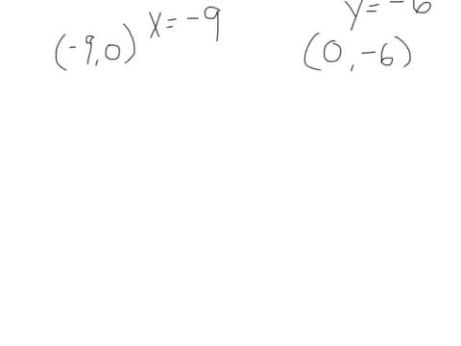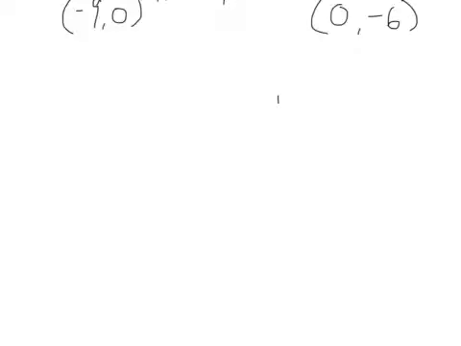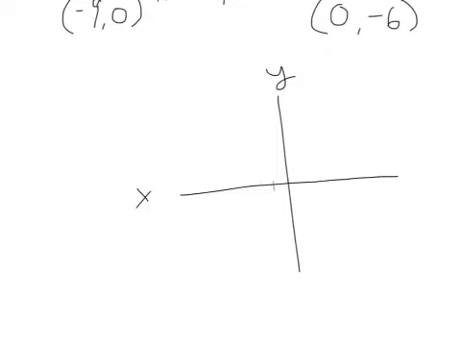Now I go ahead and graph these 2 points on a coordinate plane. So I have x and y axes. My x-intercept is negative 9, so I'm all the way over here. Negative 9. And my y-intercept is negative 6. And now I connect the 2 lines.